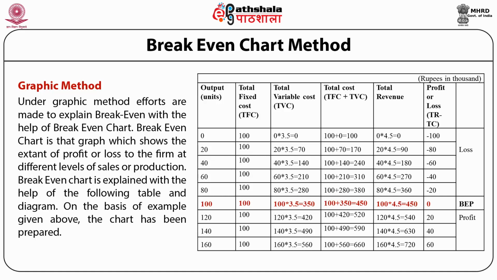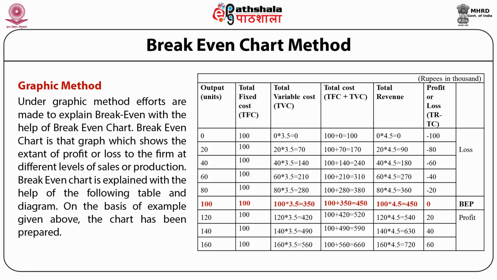The next column, we have taken the total revenue. Total revenue is equal to total output given in column 1 multiplied by the selling price per unit, that is 4,500. So in this column, we have taken the sales at different levels of output. Like in case of 0 output, it is 0. In case of 20 units, it is 90,000. And in case of 160 units, your sales volume is 7,20,000.